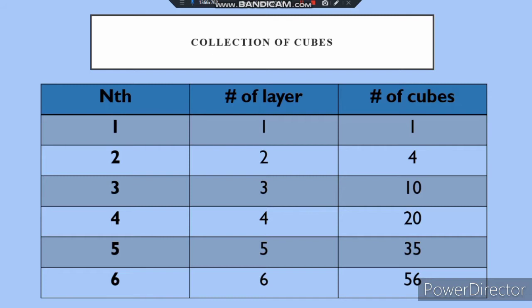Sa fourth sequence, meron tayong 4 layer and a total number of 20 cubes. Sa fifth sequence, meron tayong 5 layer and a total number of 35 cubes. Sa sixth sequence, meron tayong 6 layer and a total number of 56 cubes. So, para ma-determine natin kung ilan cubes ang dumaragdag sa bawat sequence, i-illustrate natin sila isa-isa.